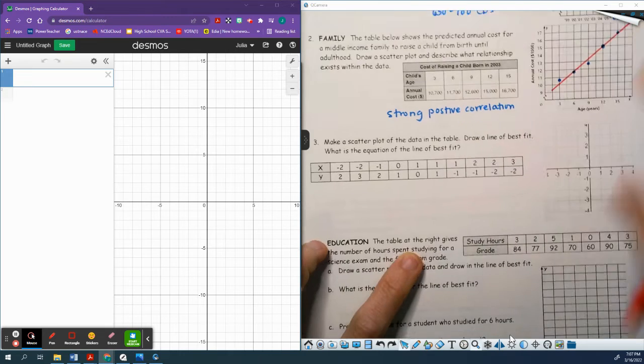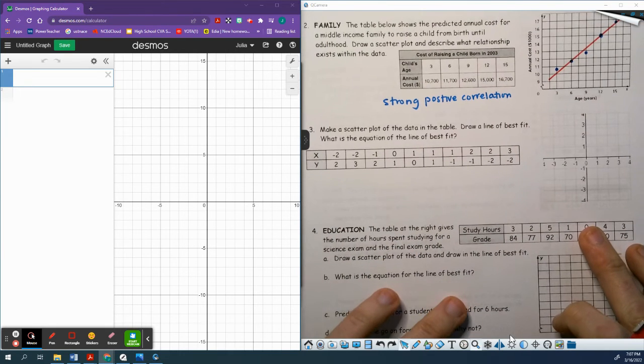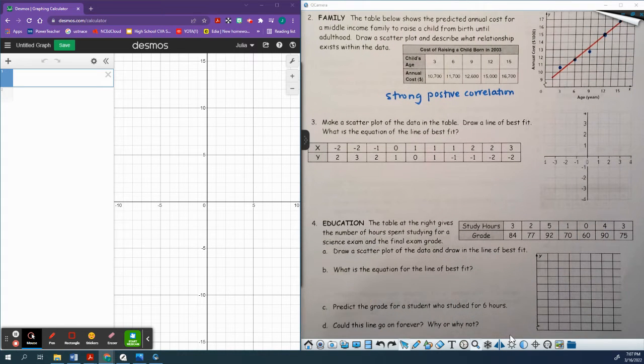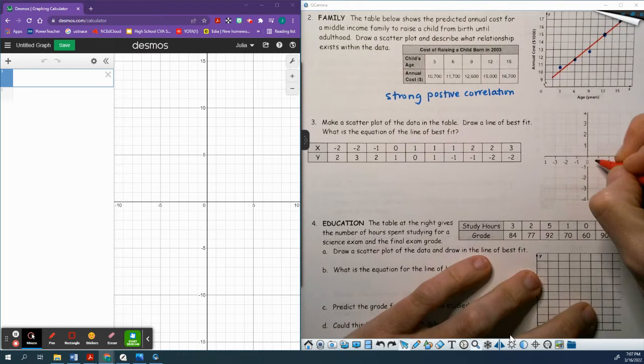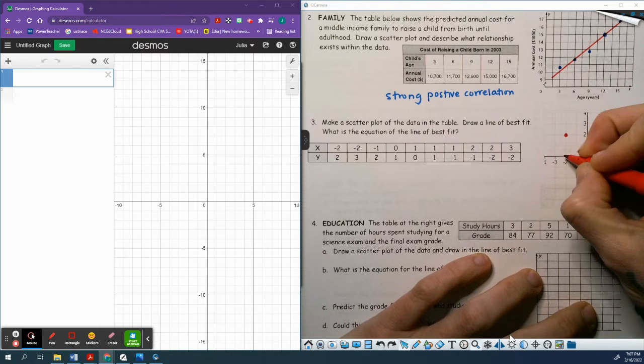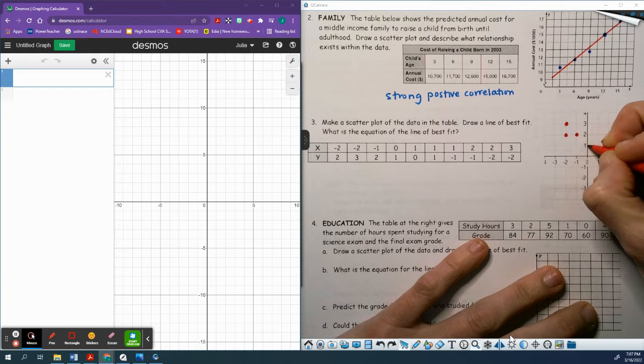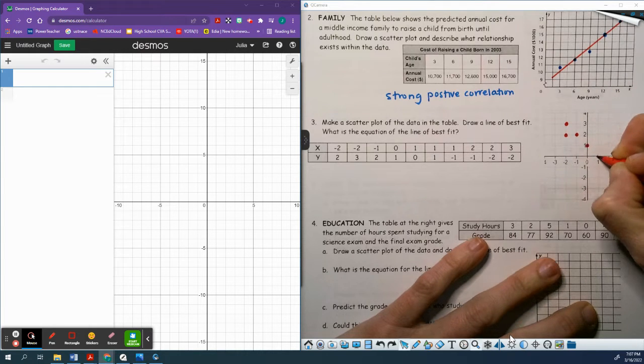Number 3, make a scatter plot of the data in the table. Draw a line of best fit. What is the equation of the line of best fit? So we're going to plot our points. -2, +2, -2, +3, -1, 2, 0, 1, 1, 0, 1, 1. Oh, I about messed up.